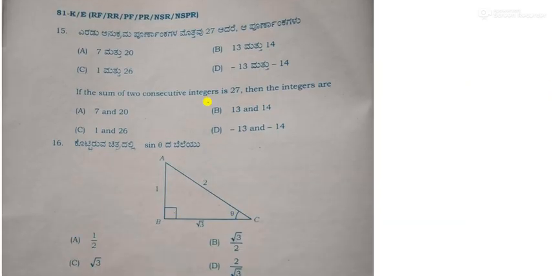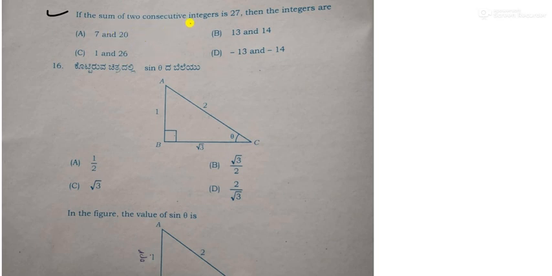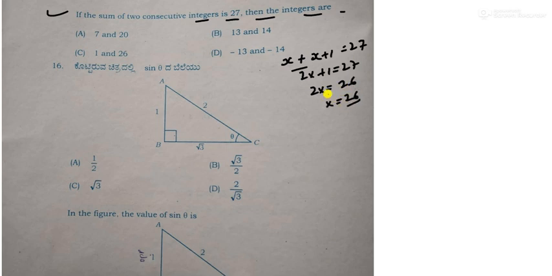Next is question number 15. Am I right? I'm going in order, no? Yes. If the sum of two consecutive integers is 27, then the integers are dash. Integers means they can be either plus or minus. Sum of two consecutive, so I will take one as x and the other as x plus 1. The sum is how much? 27. So when we solve this, it becomes 2x plus 1 equals 27. Okay, so 2x is equal to 27 minus 1, 26. So x is equal to 26 by 2, that is 13. One of the terms is this, how much?